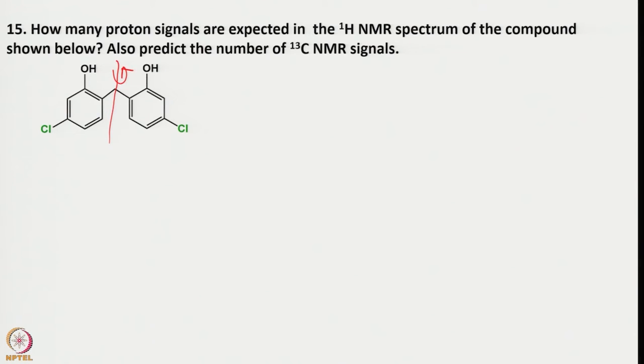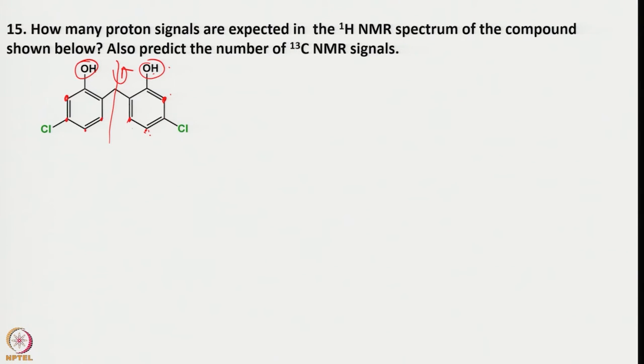Both the left and right portions, bridged by methylene, look identical, and these two are identical, and this one and this one are identical. Of course there is no hydrogen here. These two are identical and these two are identical. That means basically 1, 2, 3, 4 signals are expected, plus this one, so 5 signals are expected for this molecule in its 1H NMR spectrum.